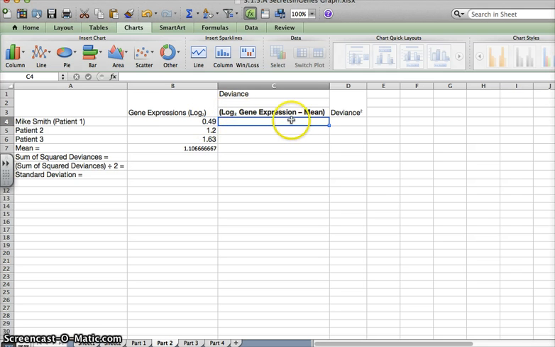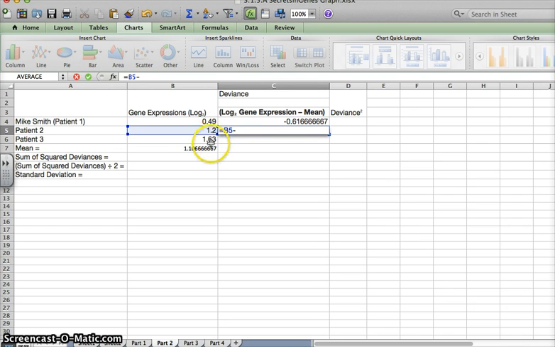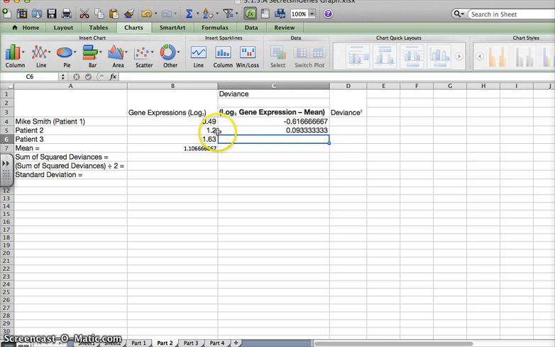So the deviance is how far away these numbers are from the mean. So what we do is just press equal sign, click on that because we want to find out this, and we subtract it from the mean. And then we do it for the next one: minus sign, mean. Last one, equal sign, click on that, minus sign, mean. Alright, and we have our numbers.